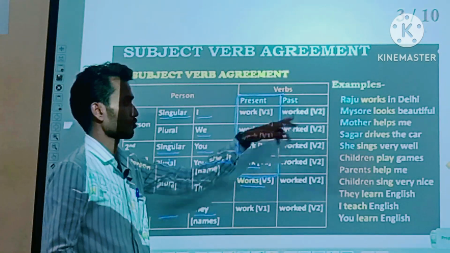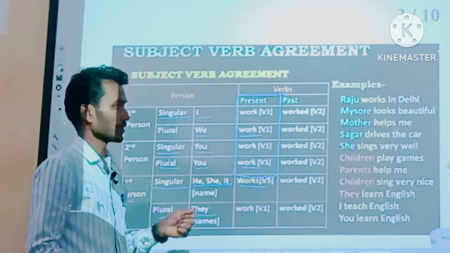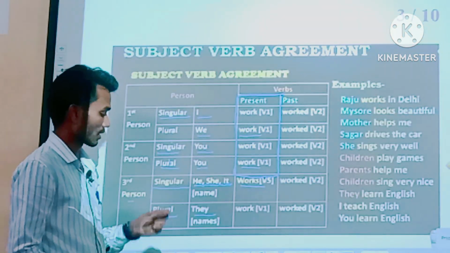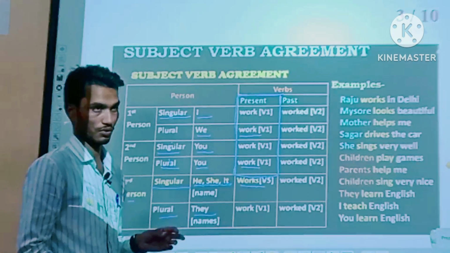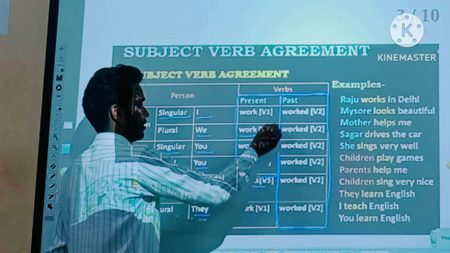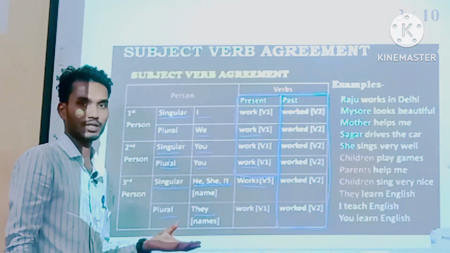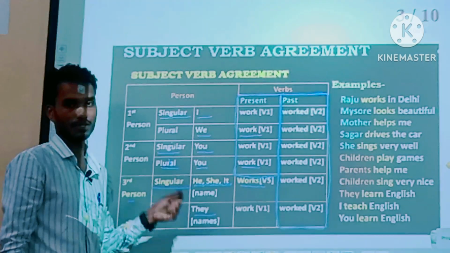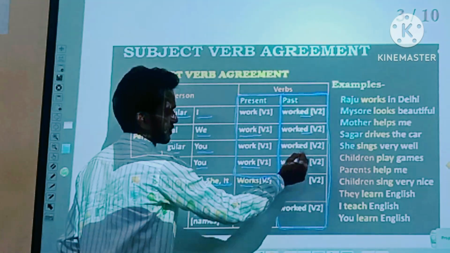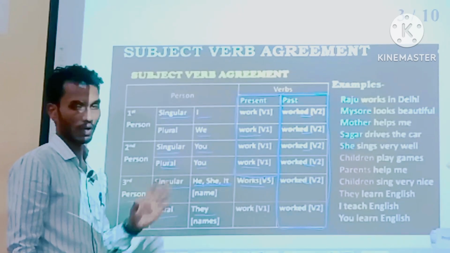But when it goes to past tense, we should say I worked in Mysore, right? We worked in Mysore, you worked in Mysore, she worked in Mysore, he worked in Mysore, they worked in Mysore. So the difference here is, there is no change that takes place in the past tense, whether in terms of subject or verb. Only the ed form, okay, the verb is going to take the ed form, right?